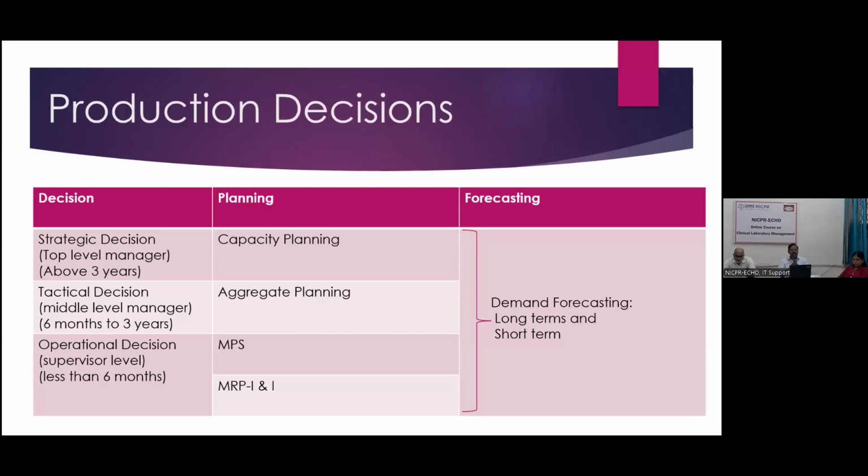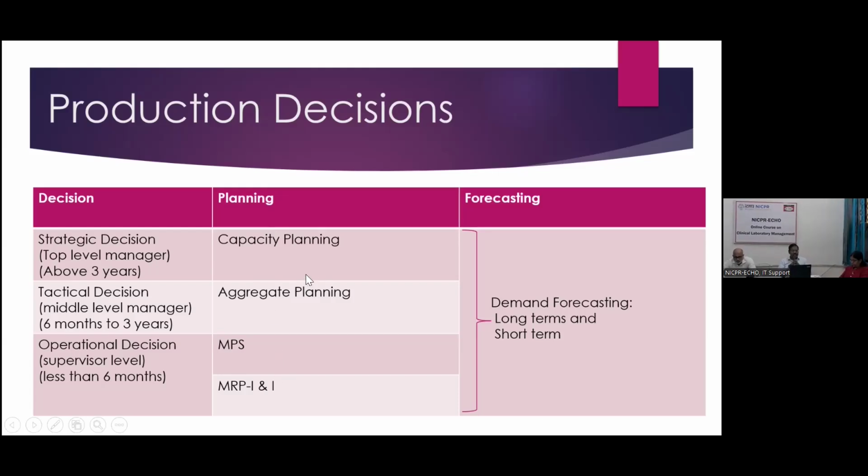Production decisions can be divided into 3 levels. One is strategic level decisions. These are top level decisions taken by top level managers, and the time horizon is variable, but usually more than 3 years. Then there are tactical decisions taken by middle level managers, with a time horizon of about 6 months to 3 years, although time is variable. Then there are operational decisions, which are supervisor level decisions, usually less than 6 months. And in the production industry, these are the various management activities.